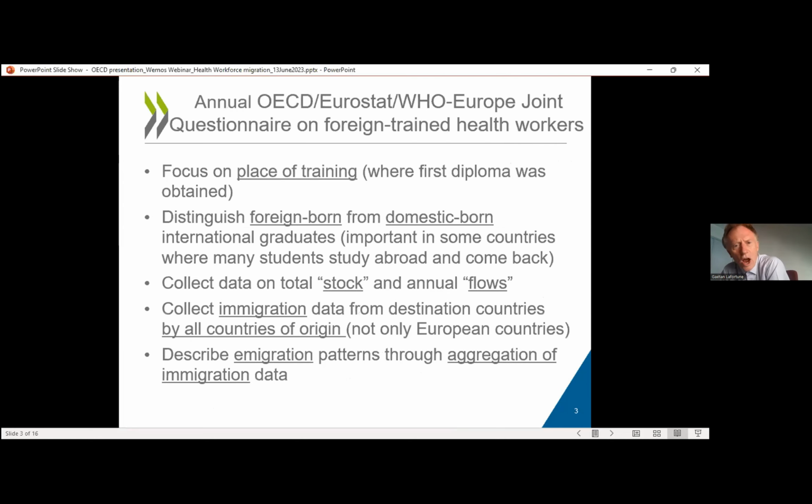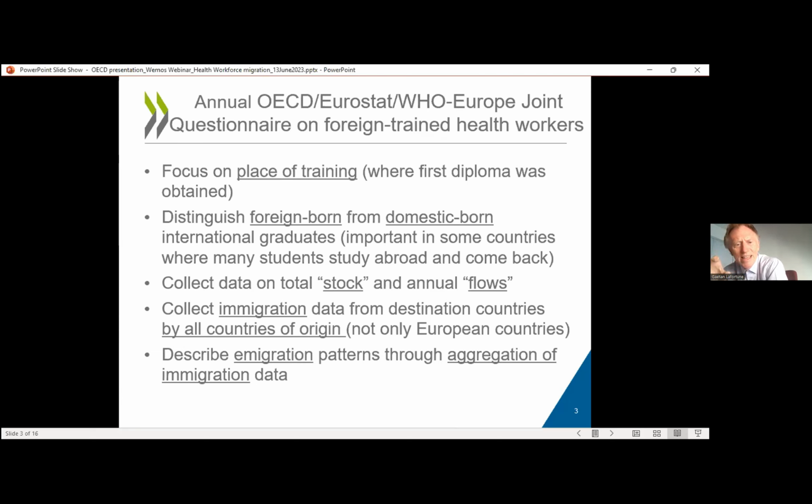Okay, so our annual data collection with Eurostat and WHO Europe. We focus on the place of training, meaning where people got their first diploma in medicine or in nursing. Then we do distinguish between foreign-born from the domestic or native-born foreign trained doctors. And this is important, and I'll show a very striking example a bit later on of some countries where, in fact, most of the foreign trained doctors are people from the country who moved out to get their medical education elsewhere and then came back to practice in their home country.